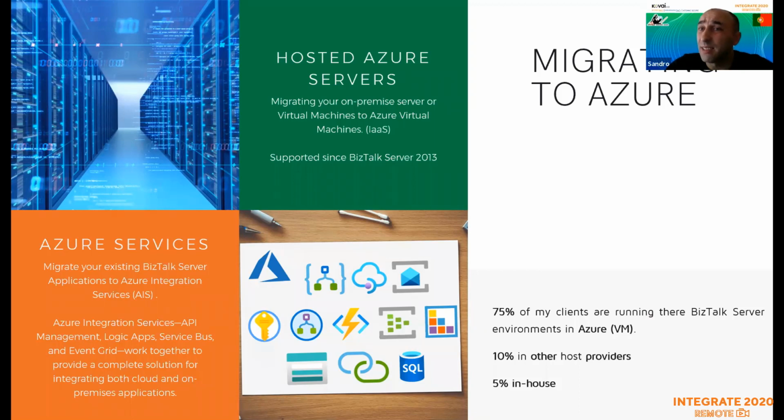So that's the easy option. Because you have the same capabilities, you just put the VMs on Azure, and you have all this high availability stuff running in multiple regions and all of this stuff. And the second option is migrate to Azure service.